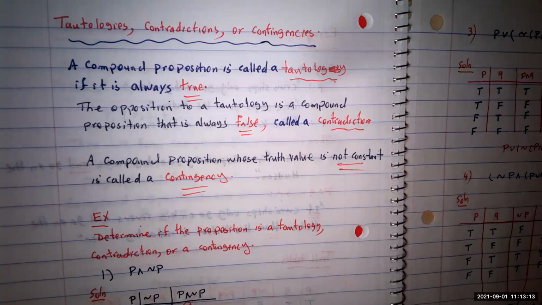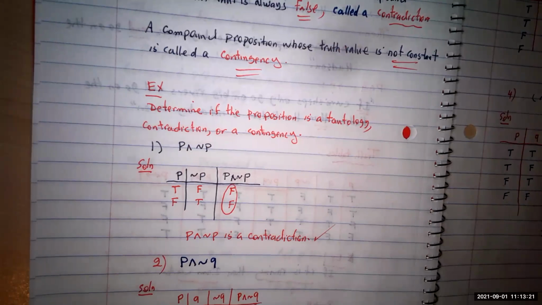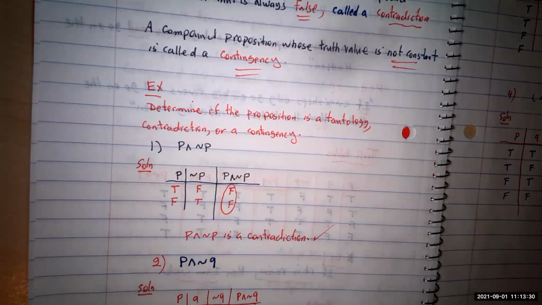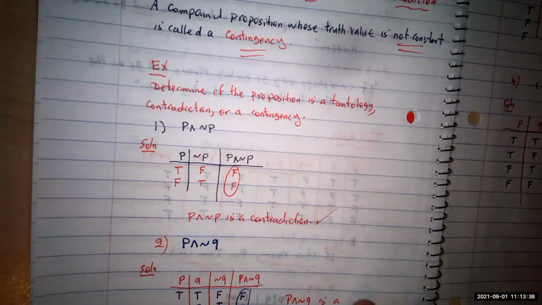Okay, so this is going to be your first job. Some of these expressions will be given to you, and you'll be asked which one it is: a contradiction, a contingency, or a tautology? You have to draw a table and identify the truth values of that expression. For example, this one arrived at false all the time, so that was a contradiction, or the second one was a contingency, etc.